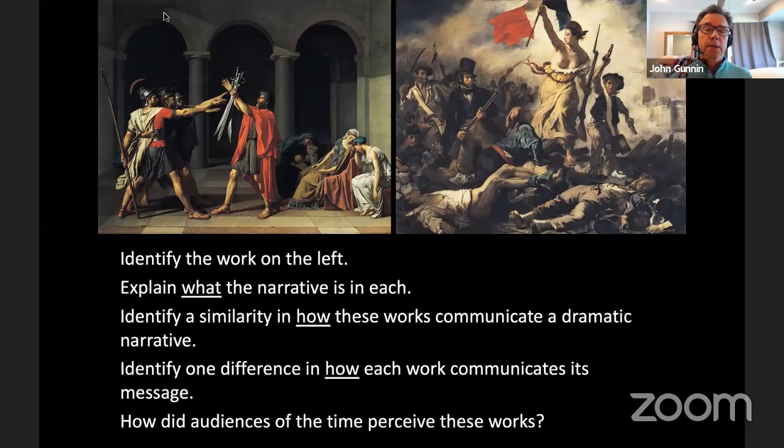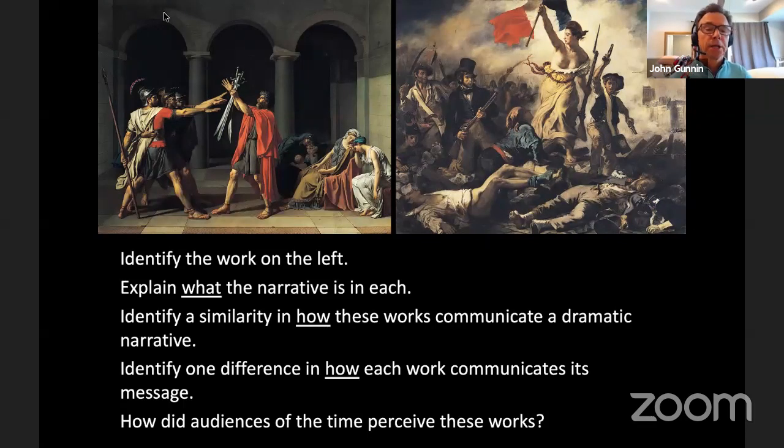We just explained on the right that it was the groups of people rising up and blocking the streets and revolting against the monarchy in France in 1830. On the left, the narrative is you have to go back in time to a Roman story of two clans, and instead of fighting, they were going to have just a couple of their best warriors fight each other.